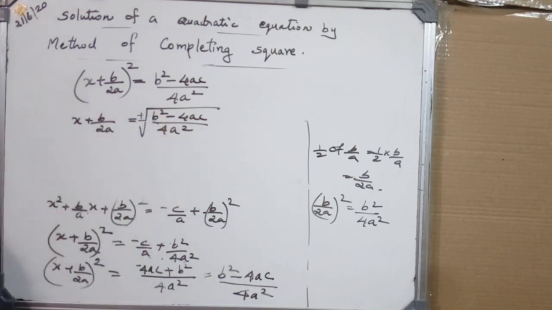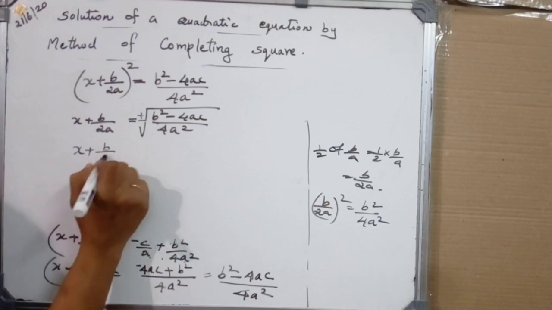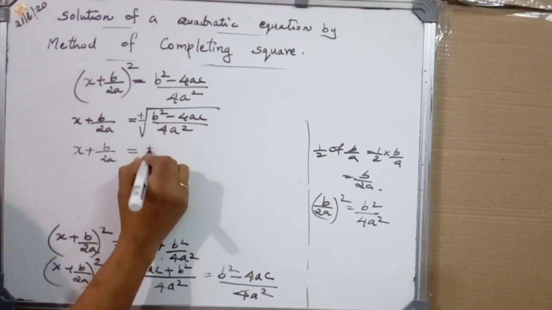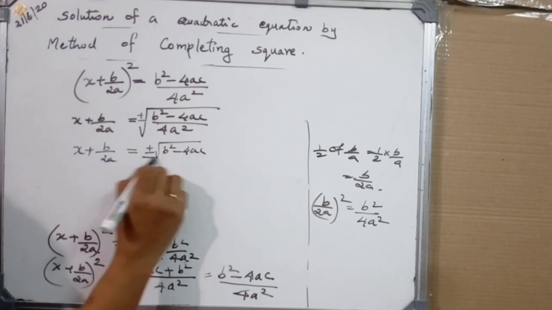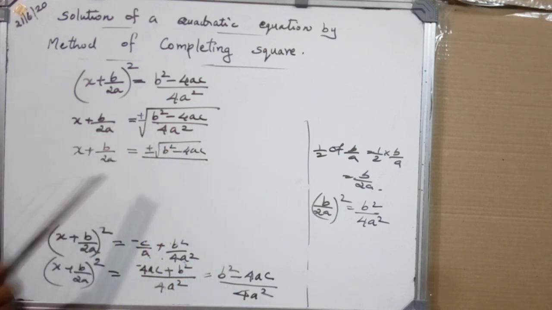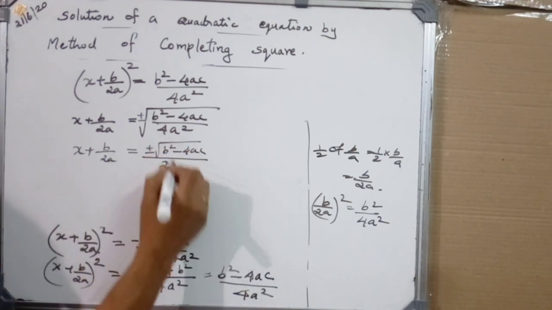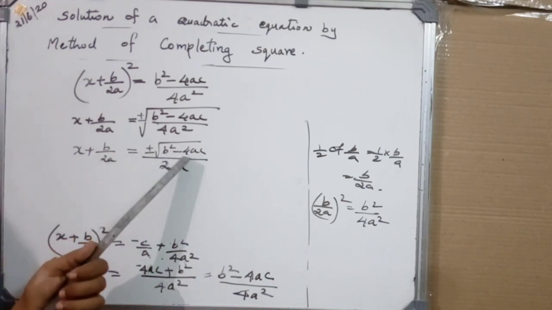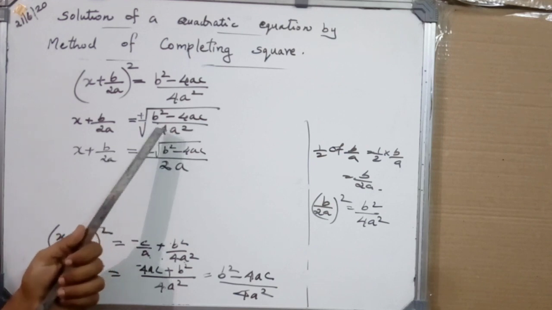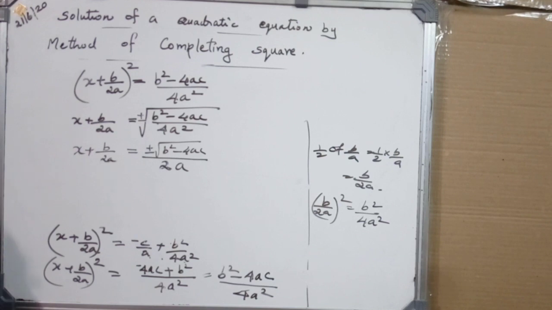That is, x plus b by 2a equal to plus or minus the root of the numerator divided by the root of 4a square. Root of 4 is 2, root of a square is a. So take the root of the numerator, then the root of the denominator: root 4 is 2 and root of a square is a.